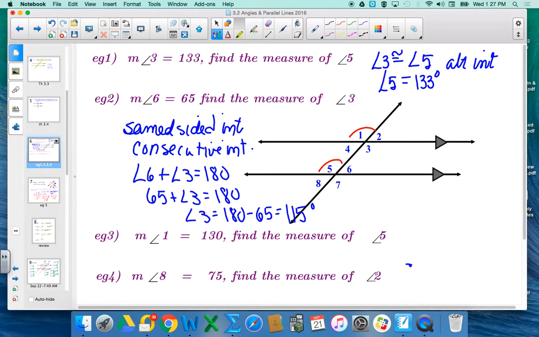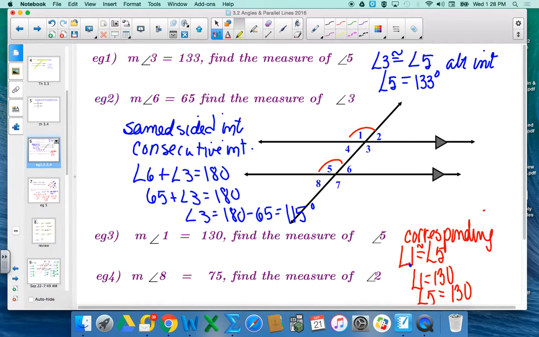The corresponding angles are on the same side of the transversal in the same position. See how that's in the top and this is on the top? So they're in the same position, so they're corresponding. We know that angle 1 is congruent to angle 5. So if angle 1 is equal to 130 degrees, how much is angle 5? 130 degrees. Alright.